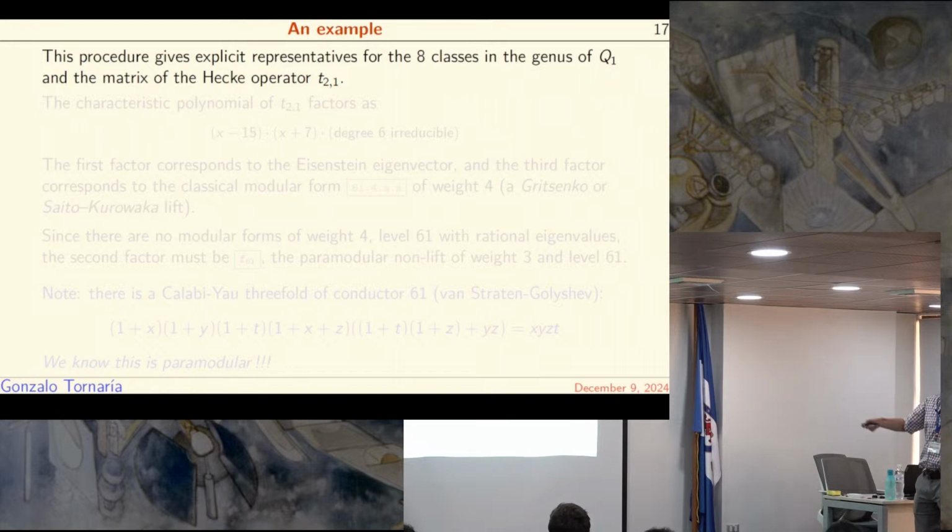And the matrix. Okay, so I didn't write the matrix, but following this procedure, the first column of the matrix is 7, 4, 4, 0, 0, 0. And so you write all of this.